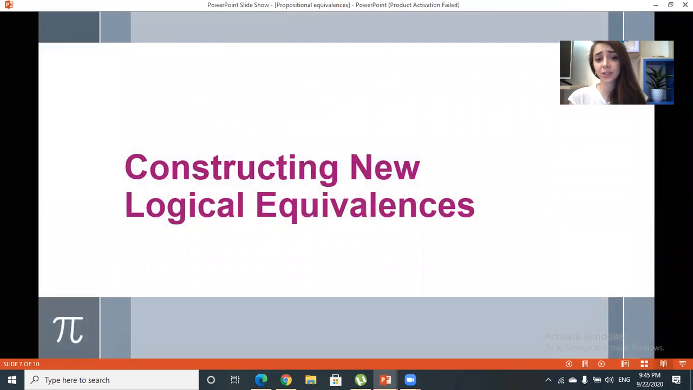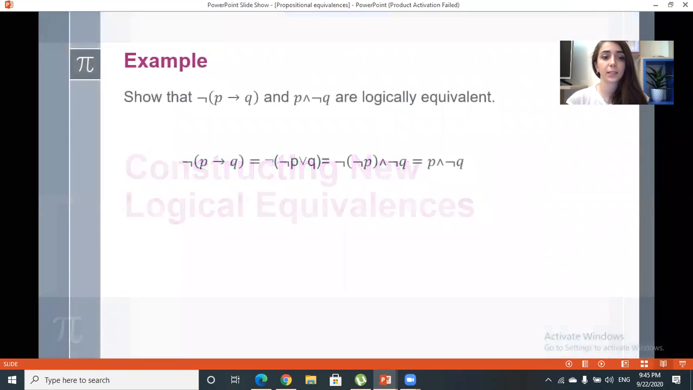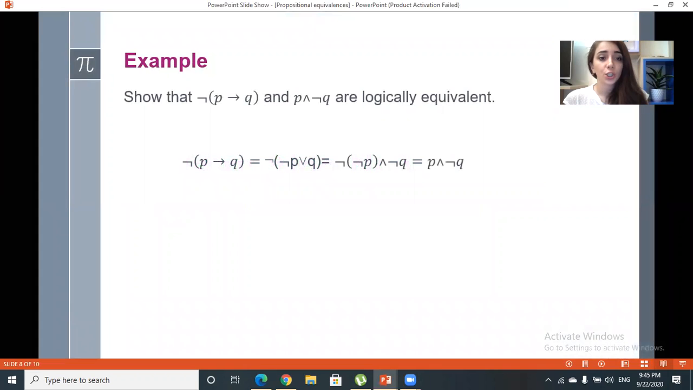So, constructing new logical equivalences. Example: show that the negation of (P implication Q) and P conjunction negation Q are logically equivalent. We now don't use the truth table, okay? Here, we just open the braces.